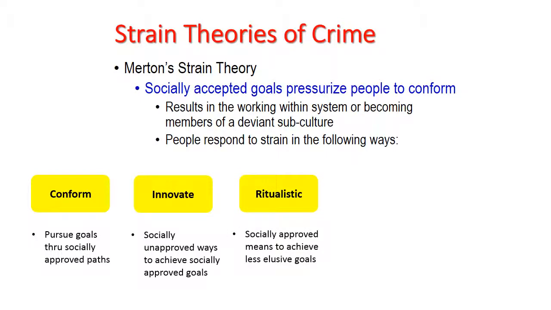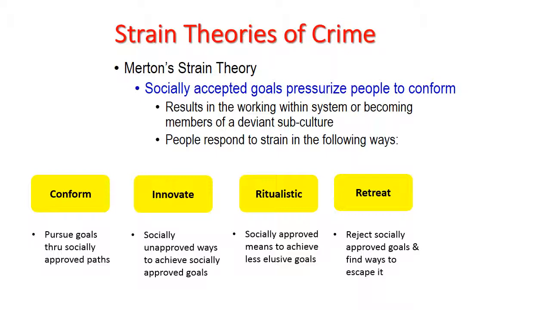Next, there is a category of people that he refers to as ritualists, and these are the group of people who may try to change their goals, where they use socially approved means to achieve less elusive goals. For example, they may scale down their goals of what they consider to be financial stability or success. That is, they actually lower their expectations so it is more achievable.